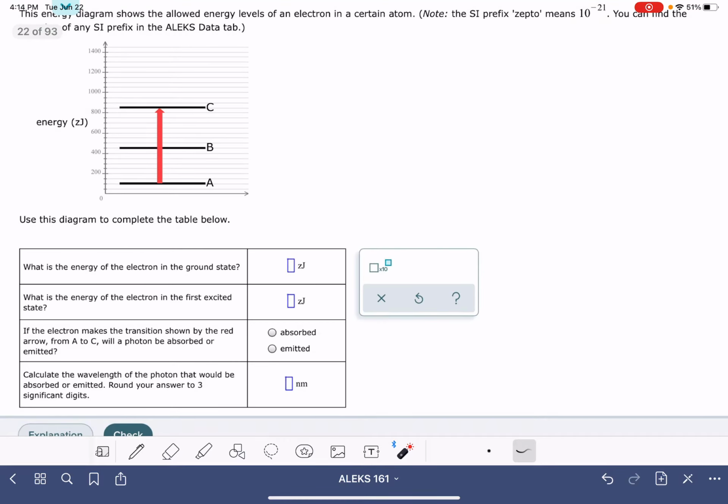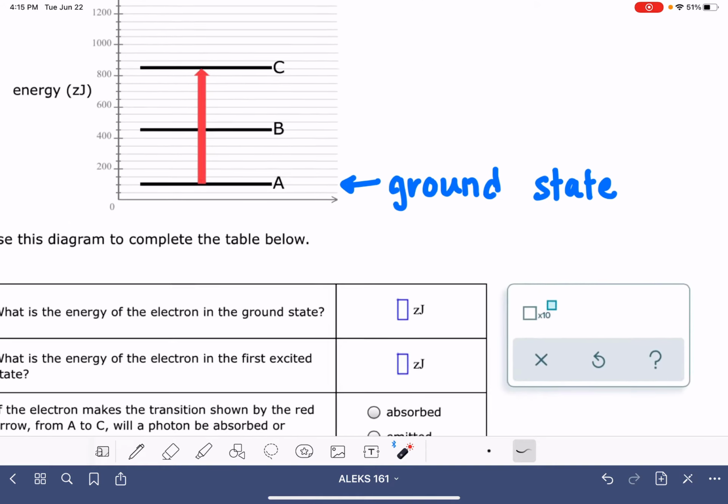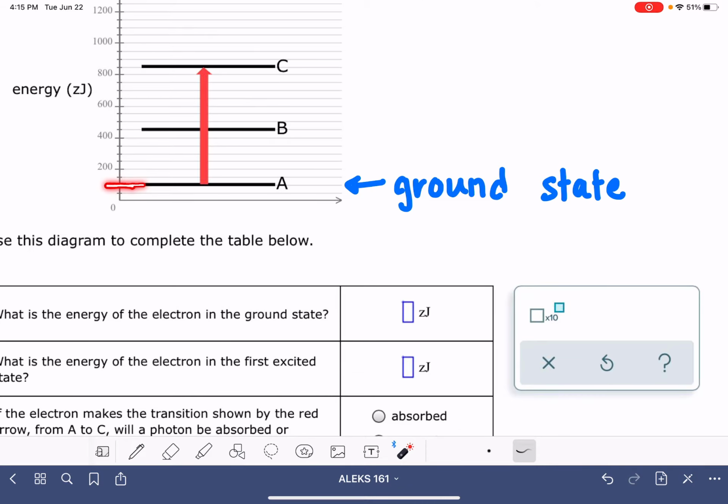The first question is going to ask what the energy is of the electron in the ground state. The ground state is the lowest line on your energy diagram. Notice the weird units that we're using here. ZJ, that is zeptojoules. For this, we're just going to look at where that lowest line is on the energy axis. Looking at the marks, each one of these tick marks corresponds to 50. So that would put this at 100 zeptojoules.